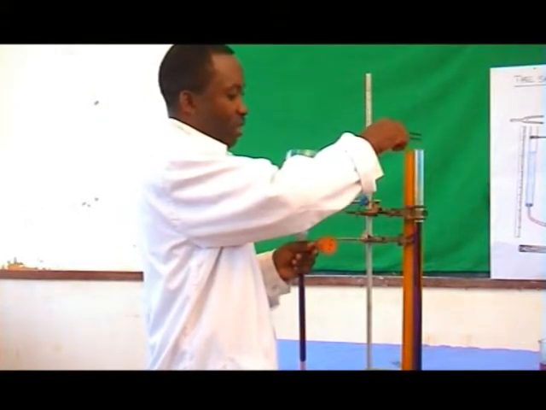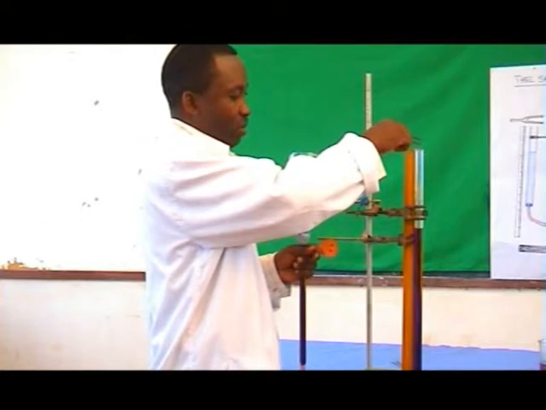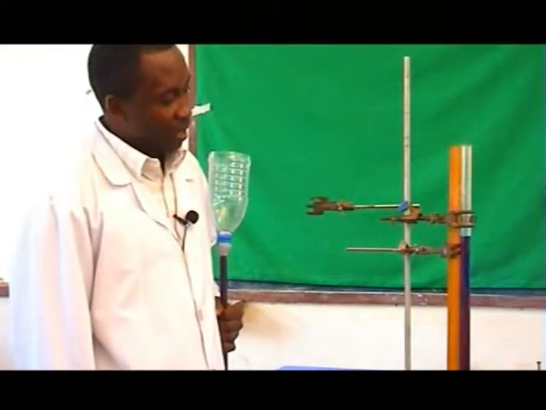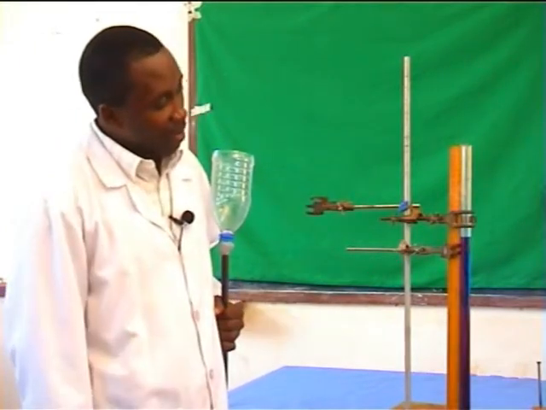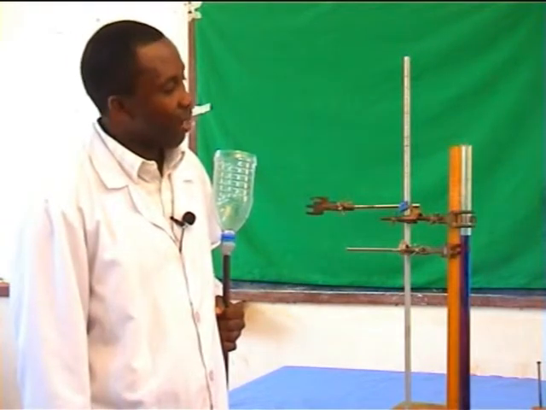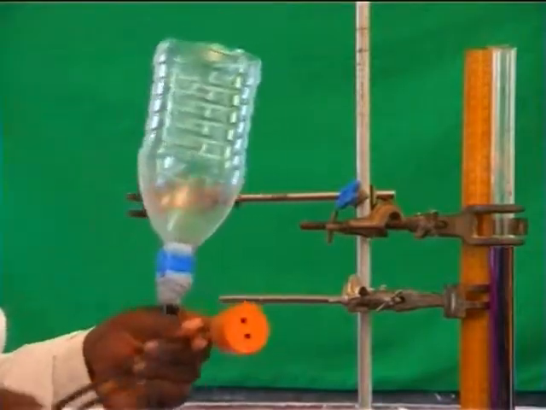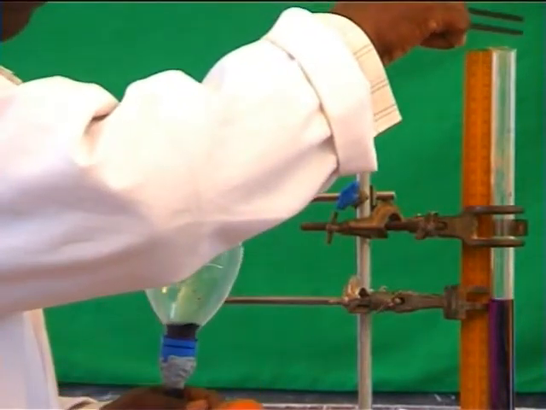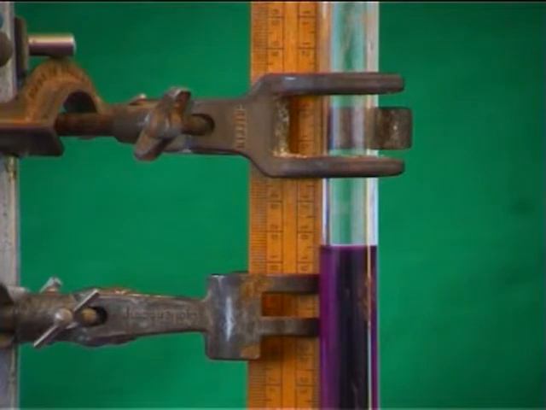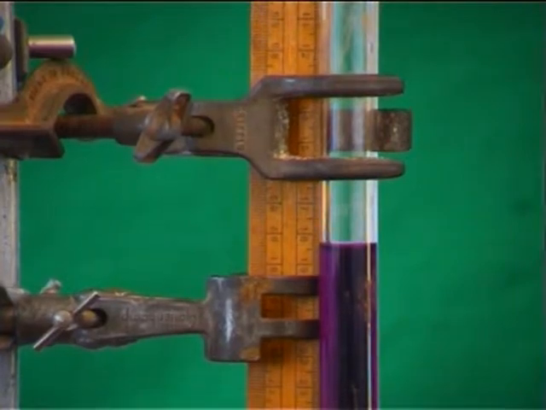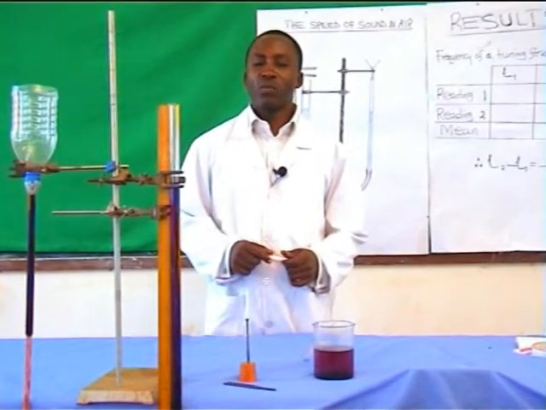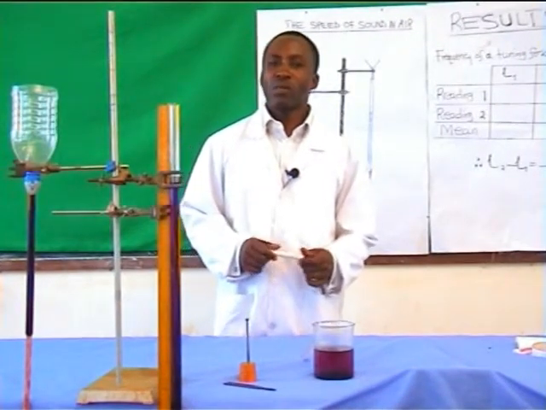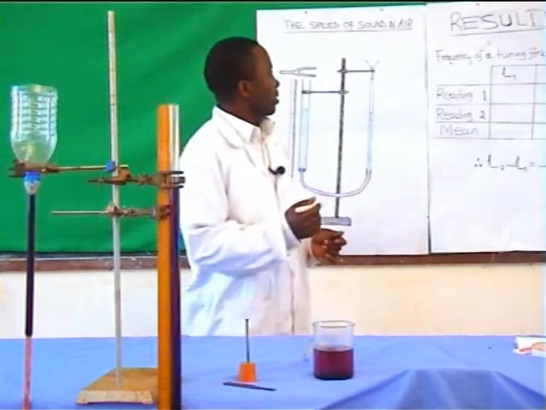So that is the resonance point. The first resonance has occurred at this length. Now read the height above the water level and record. The first resonance has been observed at a distance of 18 centimeters above the water level. So record this value.